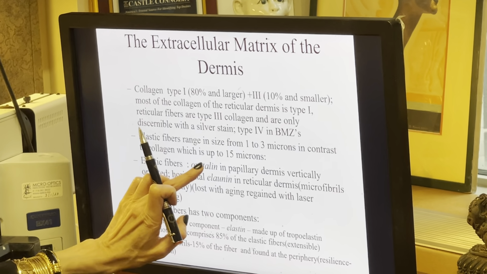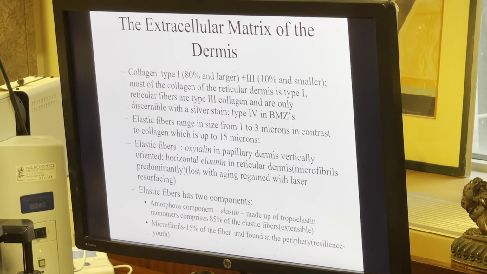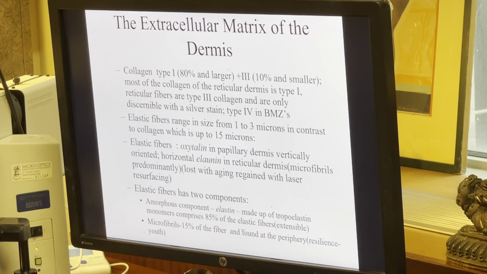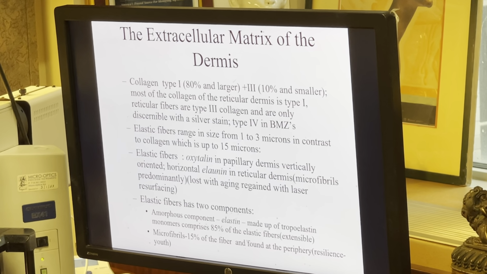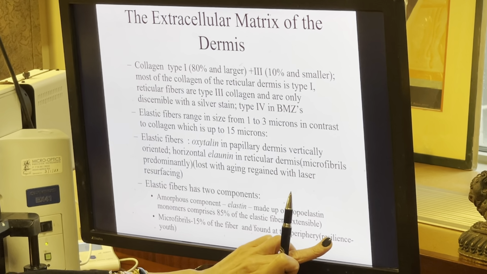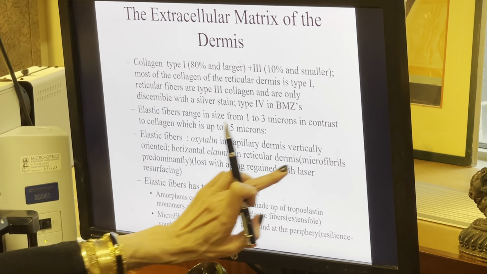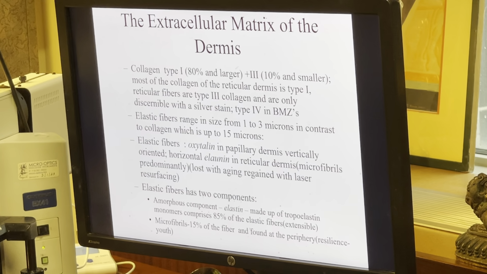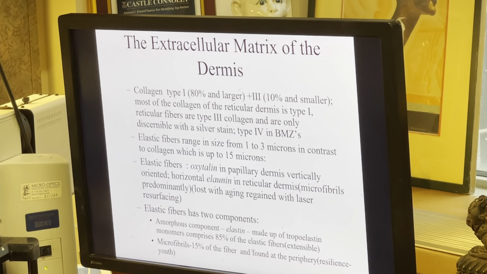Now, the elastic fibers that we refer to as the oxytalan and eulanin fibers, which are found in the papillary dermis, are composed almost exclusively of microfibrils. And that is very important because microfibrils are very key for resilience, which is what we associate with youthful skin. And there's no question that with aging, those resilient microfibrils within the papillary dermis become quite diminished.